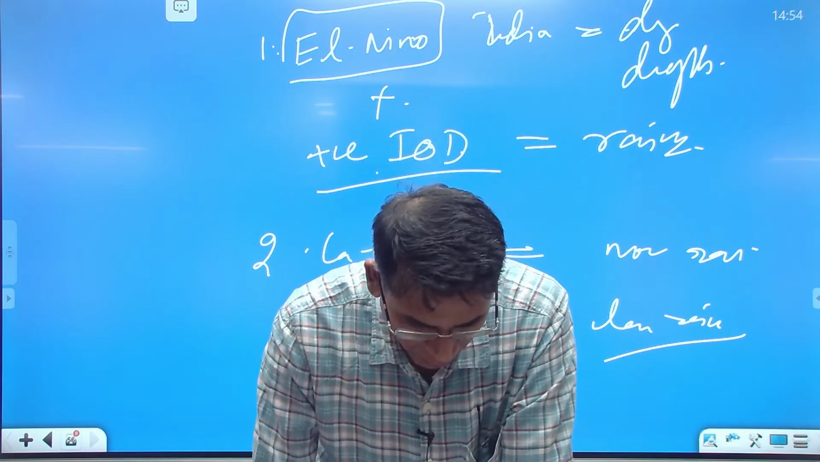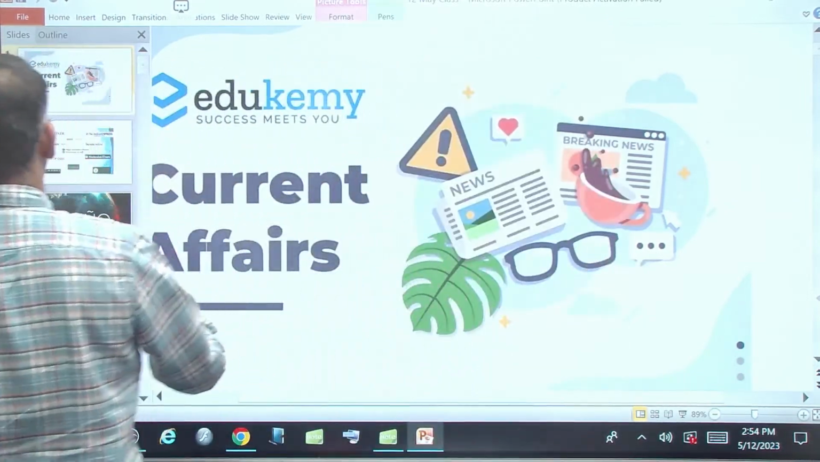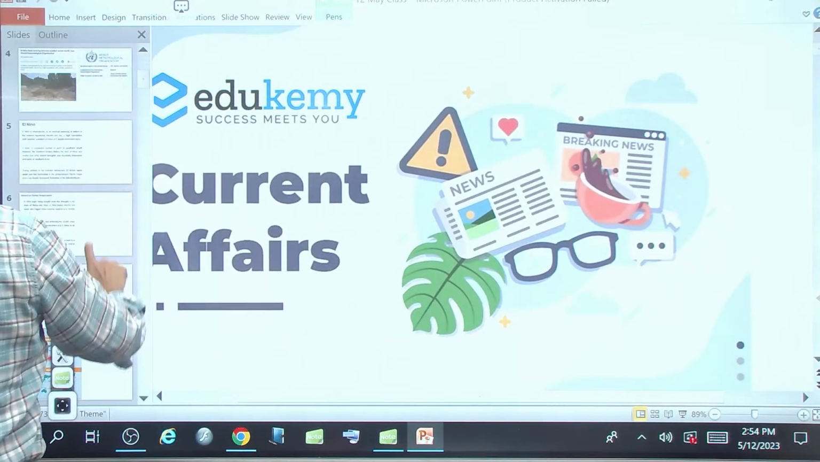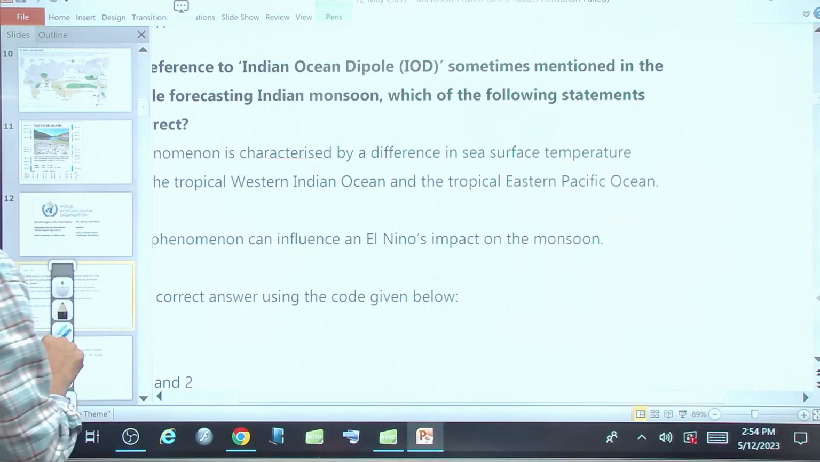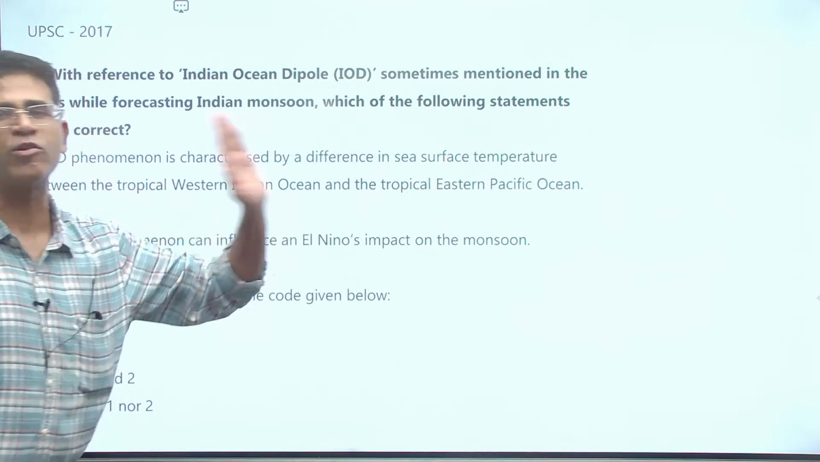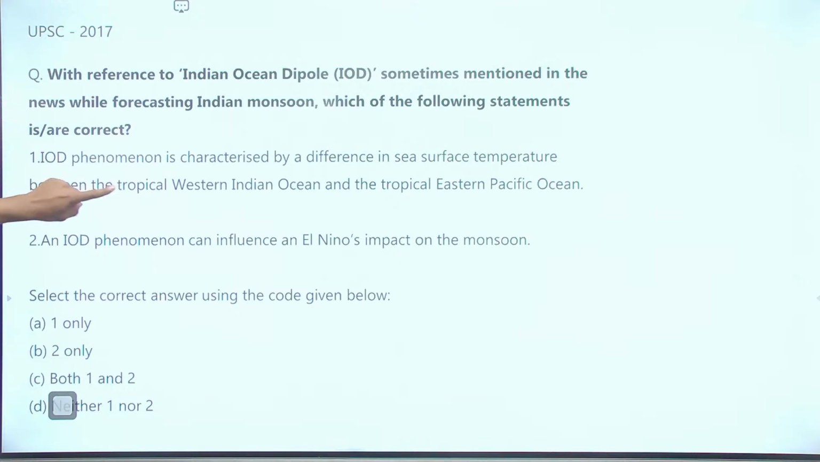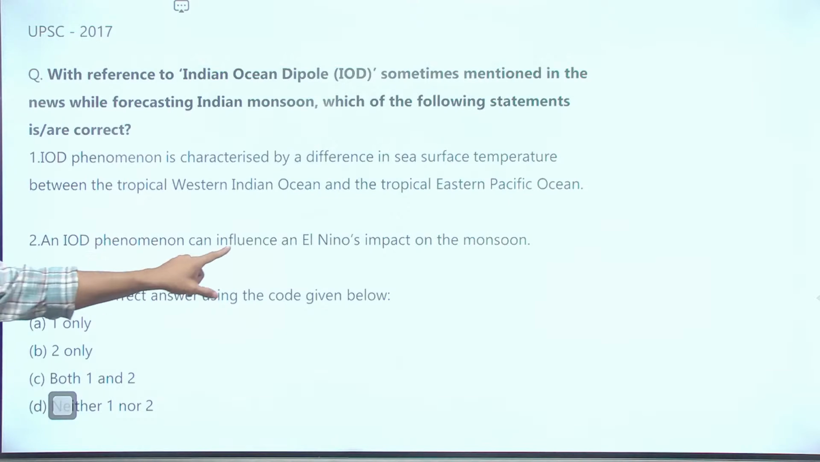2017 में question था. With reference to Indian Ocean dipole, sometimes mentioned in the news while forecasting Indian monsoon, which of the following is correct. Okay. IOD phenomena is characterized by difference in sea temperature between tropical western and tropical eastern Pacific Ocean. Right or wrong? Wrong. This is about, okay, Indian Ocean. The Western Indian Ocean and Eastern Indian Ocean. Okay. An IOD phenomena can influence El Nino impact monsoon.